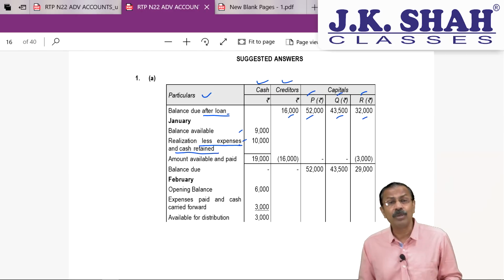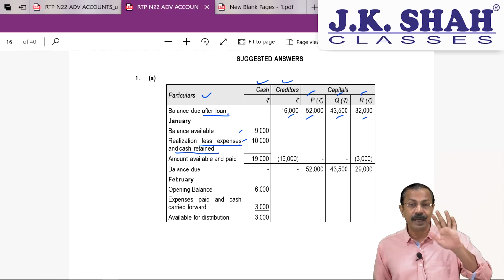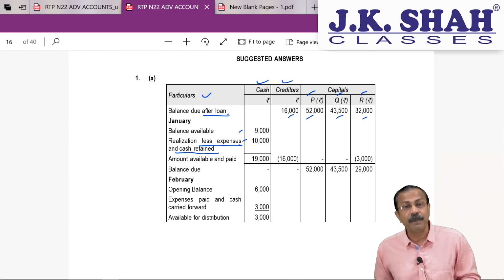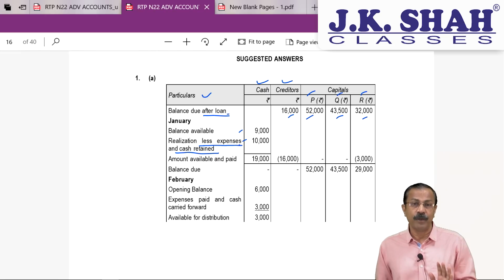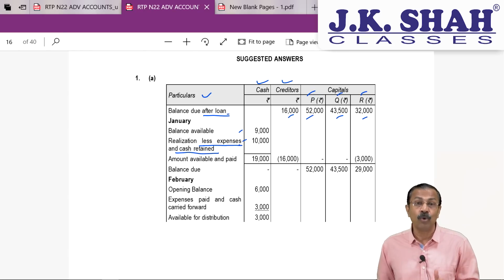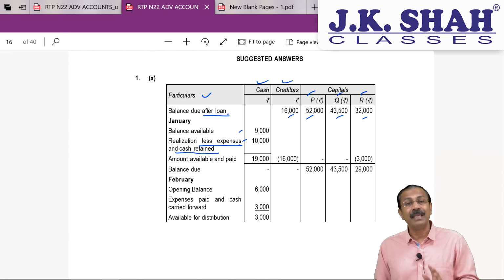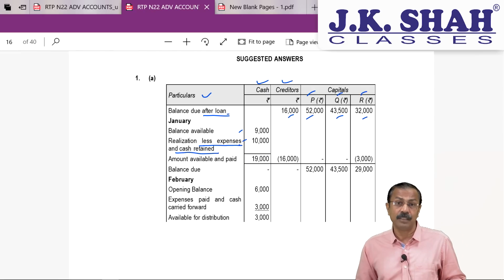So total amount available is 19,000. You will first settle creditors, full 16,000. So 16,000 is paid to creditors. Once you pay 16,000 to creditors, all external liabilities are paid off. Now there are no internal liabilities like partner's loan given to a partner on the liabilities side, remember. So now what you are supposed to pay next is your capitals of the three partners, remember.